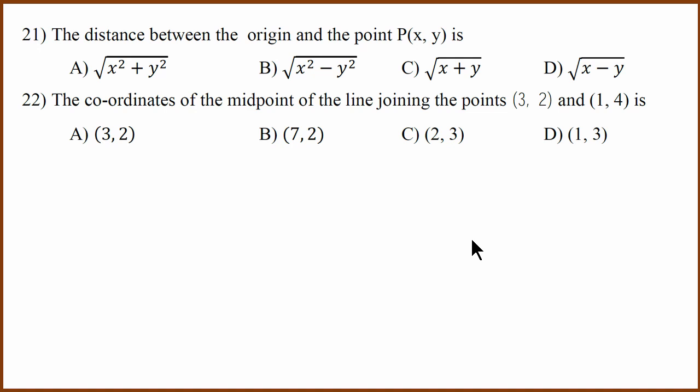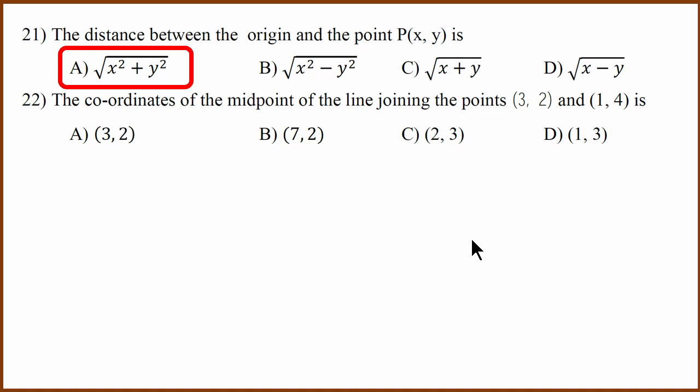21 ಮತ್ತು 22 are straightforward formula questions. 21 is a formula question. 22 is an application of formula. 21 formula is square root of x square plus y square. ಆಯ್ತಾ? ಡಿಸ್ಟೆನ್ಸ್ ಬಿಟ್ವೀನ್ ಆರಿಜಿನ್ ಆ್ಯಂಡ್ ಪಾಯಿಂಟ್ ಏನು? x square plus y square ಅದನ್ನು ಸ್ಕ್ವೇರ್ ರೂಟ್ ತಗೋಬೇಕು.